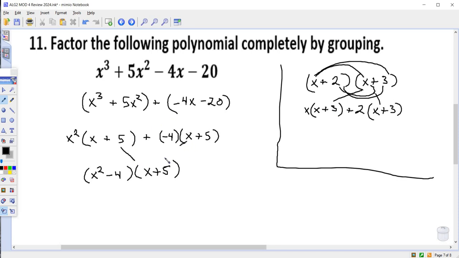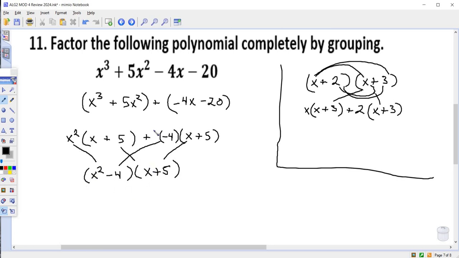Here's the x plus 5. The negative 4 comes from that. And the x squared comes from that. X squared times x plus 5. If I was going to remultiply this, I've got to distribute x squared with the x and the plus 5. X squared times x plus 5. That's what this is. And then I'd have to continue on distributing the negative 4. That'd be negative 4 times x and negative 4 times plus 5. That's what this part is over here.